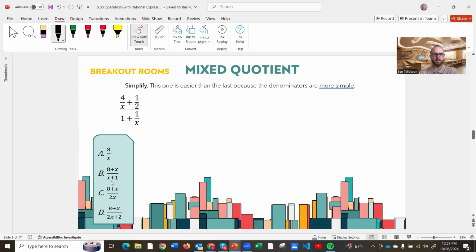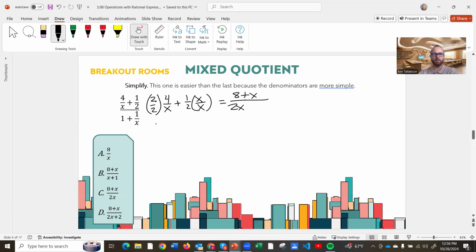Okay, hopefully you practiced and picked an answer, A, B, C, or D. Let's go ahead and work it out together now. We need common denominators. This is missing a 2. This is missing an x. In this case, those denominators are very simple, right? So we just multiply it, okay? And we have the same denominator now, right? So we can do 8 plus x. There's our first one, pretty simple, right?